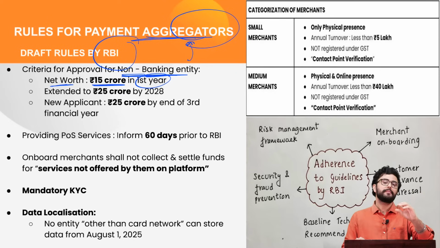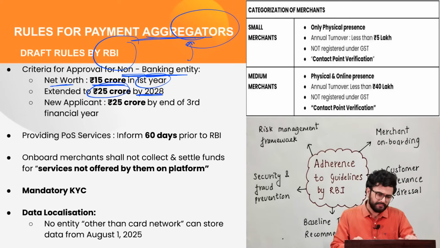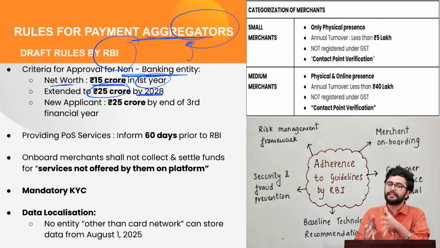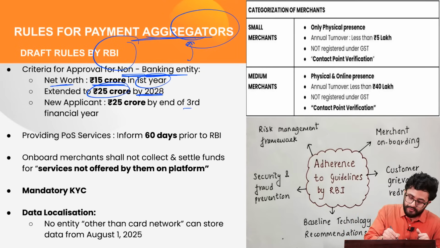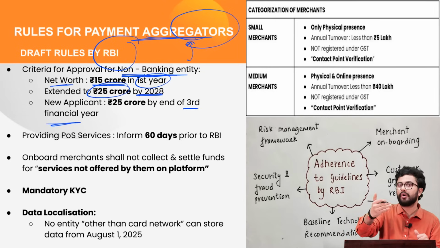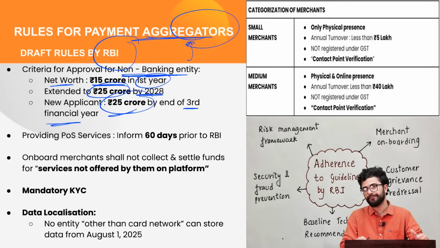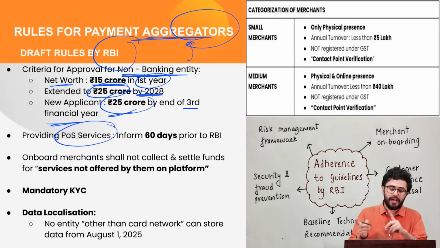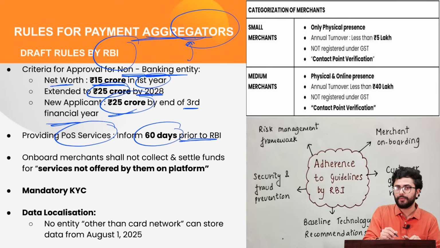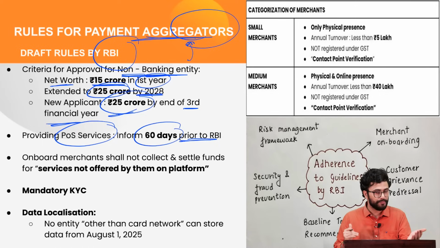And over a period of time, RBI is going to extend this entry limit to 25 crore by the year of 2028. However, if there is a new applicant, then that person needs to have the net worth of 15 crore. And by the third financial year, the net worth of that non-banking entity shall increase to 25 crore rupees. Now, the people who are providing point of sale services shall inform RBI 60 days prior, before RBI releases the application circular forms.